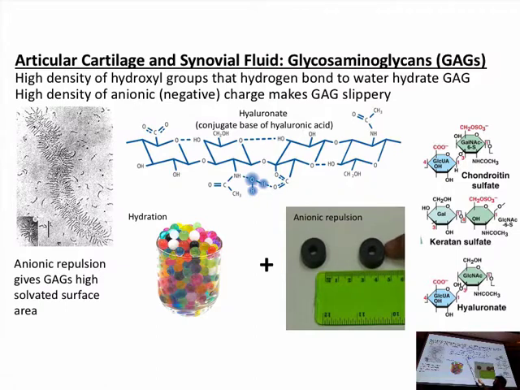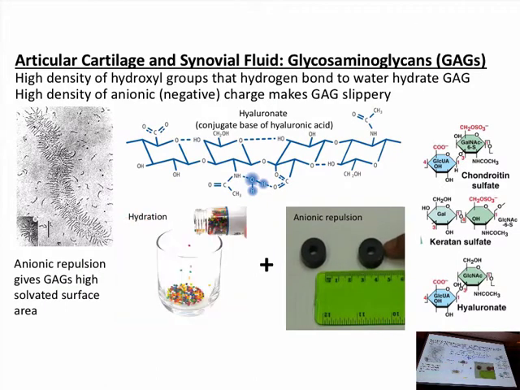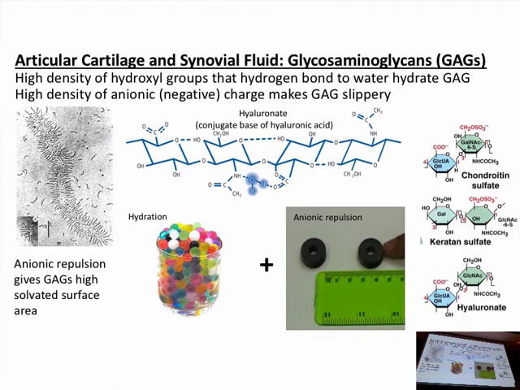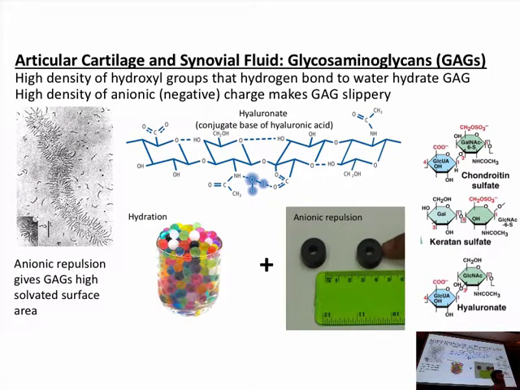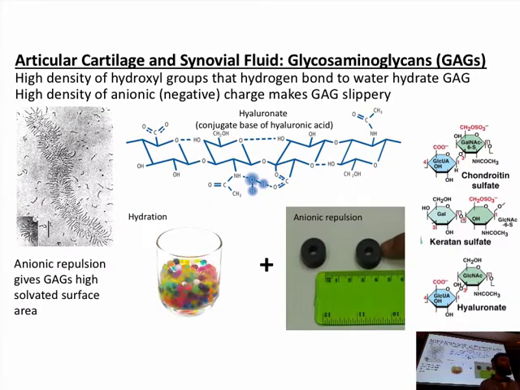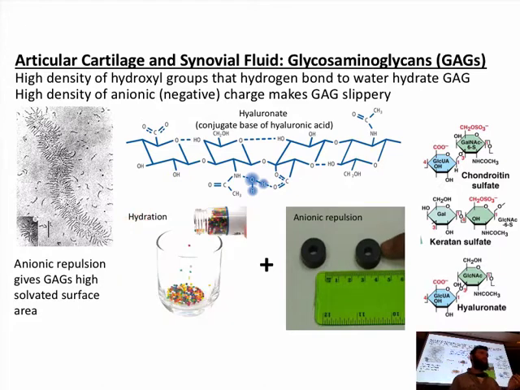And then all these negative charges on them are going to make it slippery. One of them is going to slip off the other one really easily because it's not going to be attracted to it. It's going to be repelled by it. So it's going to be a very slippery but viscous solution. All right?